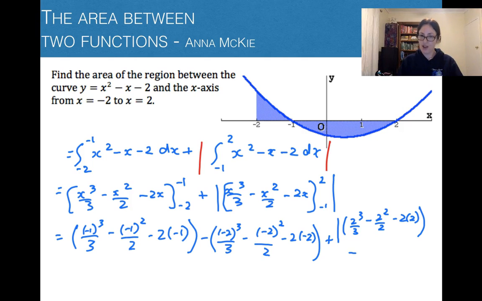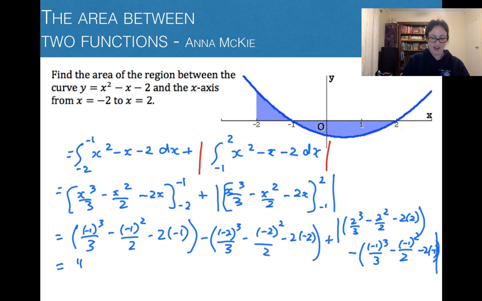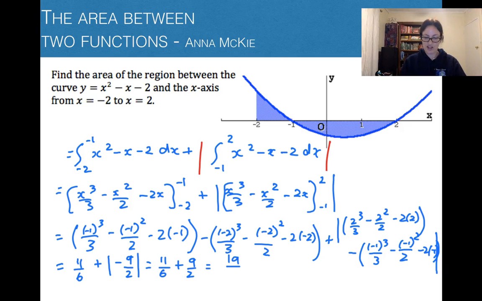And now this is a subtract, this part of the integral, where I sub in -1. So we've got -1 cubed on 3, take away -1 squared on 2, take away 2 times by -1. Close that bracket, finish off the modulus, can't fit it on my screen, and now work that out. I will just put some of the working out here for you. We end up with 11 on 6 plus the modulus of -9 on 2. And the modulus makes that a positive number, so we have 11 on 6 plus 9 on 2 is equal to 19 on 3.